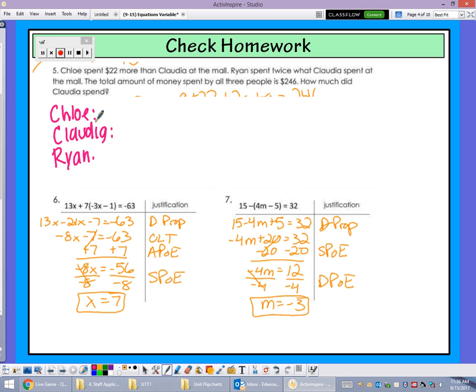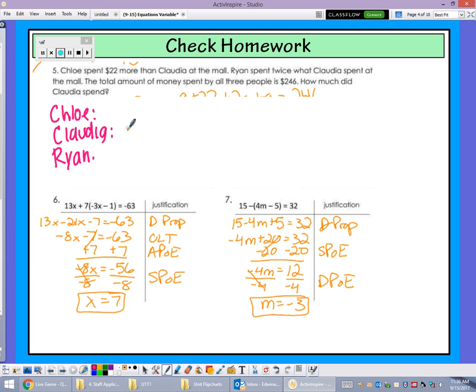Ryan spent twice what Claudia spent. Chloe spent 22 more than Claudia spent. Who are they focusing everything around? Claudia. And do you know how much Claudia spent? No. And these type of problems, they will always do that. They will always focus it around one person, but they don't tell you what that person spent.